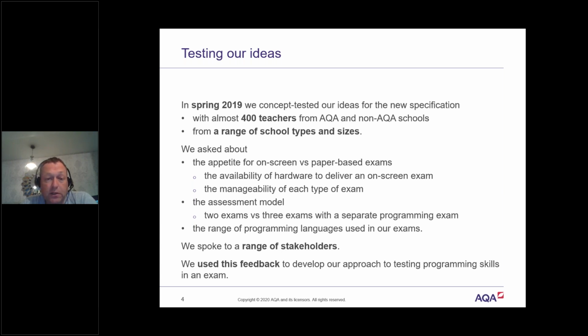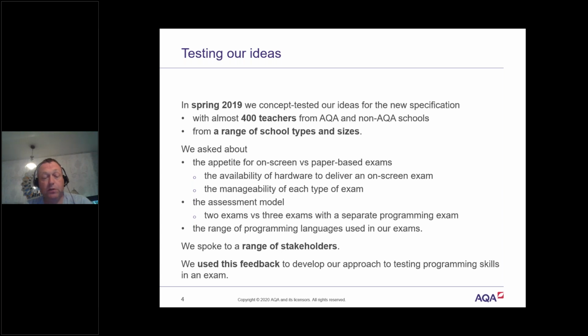on-screen examination. We were aware from Ofqual that there were some issues in particular schools about the volume of hardware and also the age of the hardware. Does it work? Is it up to scratch? Coupled with that, it was about the manageability of delivering on-screen and paper-based exams. Paper-based exams are fairly straightforward to deliver. An on-screen exam, if you've got a computer lab with 30 machines in it, for example, you need to be aware of the fact that each student needs to be 1.5 meters apart.